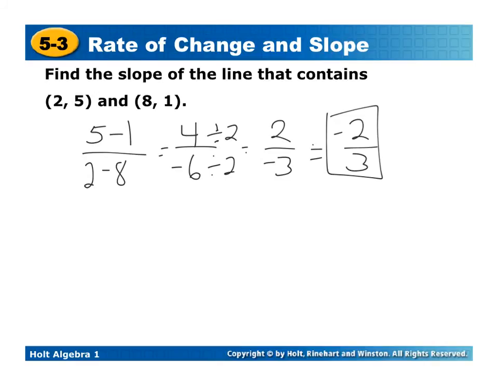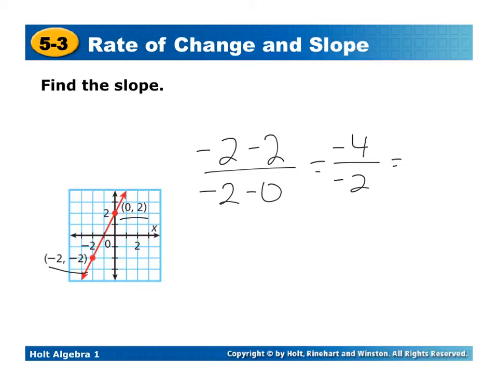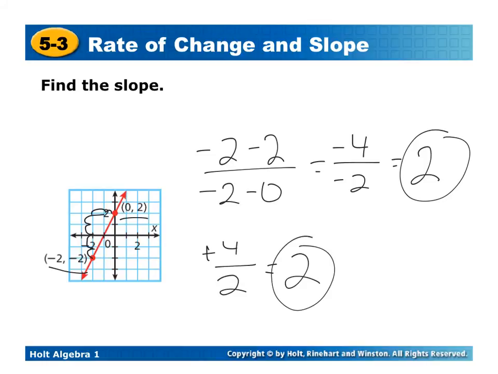We can do the same thing with points given on a graph, instead of counting. If they give us the 2 points, I'm going to do -2 minus 2 over -2 minus 0, y over x. -2 minus 2 is -4, -2 minus 0 is -2. So our slope is actually positive 2. And we can check that. If I go up here and check my rise, 1, 2, 3, 4, I went up 4, and then my run was 1, 2, which still gives me a slope of 2.